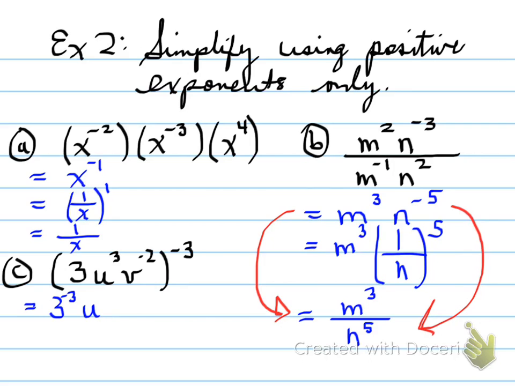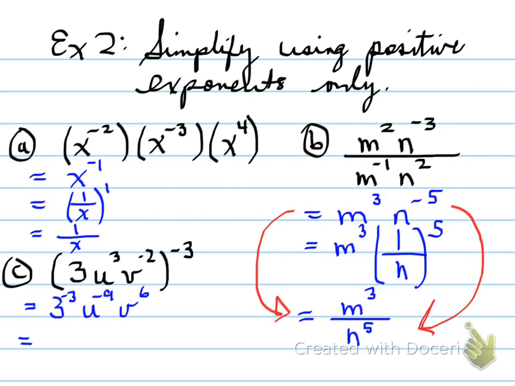3 to the negative 3. Why does the 3 get to negative 3? Because this negative 3 applies to everything inside that is a product. If it is a sum, you cannot do this. This only can be done because all inside here are individual products. That means there's multiplication between everything. Negative 3 can go to each piece, so that you have 3 to the negative 3, u to the negative 9, because you're multiplying, and v to the positive 6.